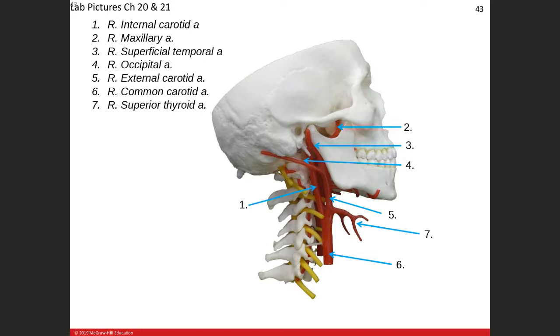Keep in mind, you have to be able to tell me if it is the right occipital artery or the left occipital artery. We will expect you to know that, and I expect you to know that this is the right side of the head. Okay? I don't want you to lose points on that.